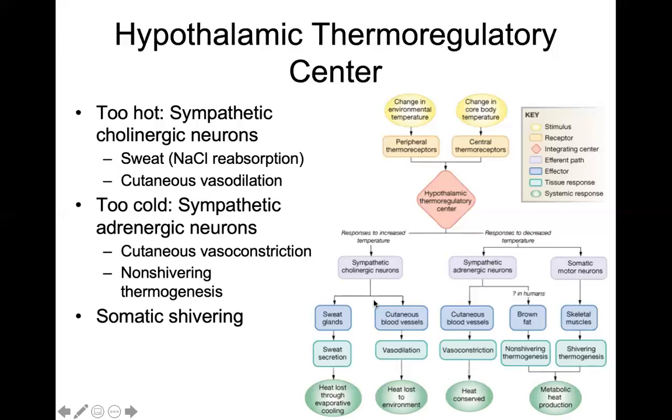You can think of it like, okay, if I have an increase in temperature, what's going to happen? These green boxes are going to show you what the actual action is. These just tell you what anatomical part of the body actually will do that. So you say I'm too hot.